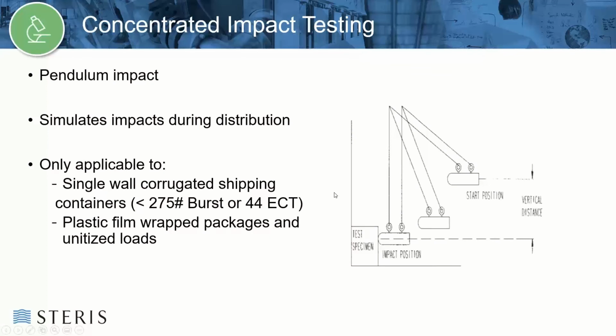This standard applies only to single wall corrugated shipping containers with these conditions. So if you have a double wall or a stronger box, you don't need to do this test.